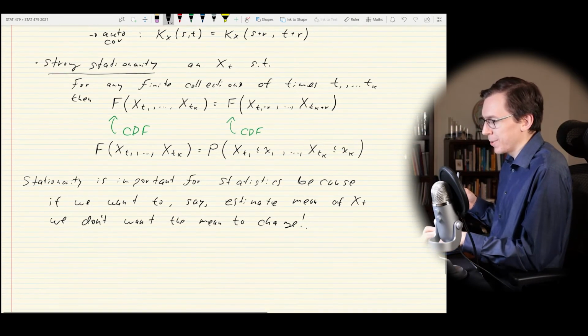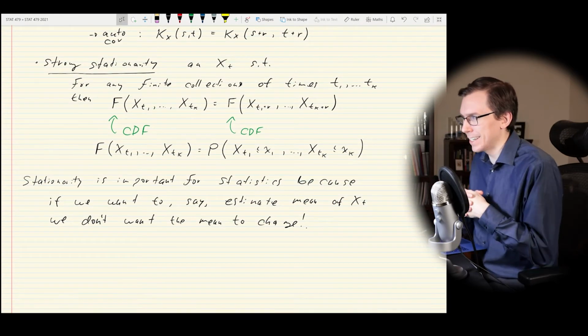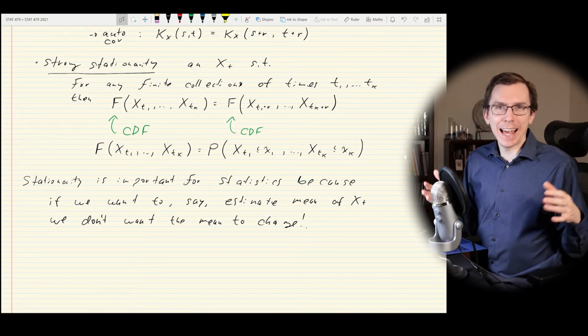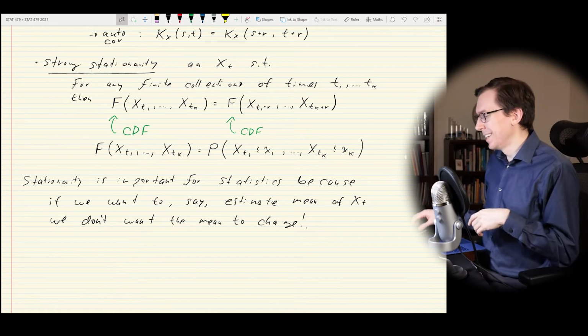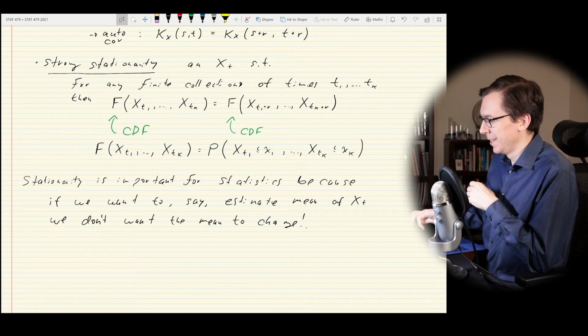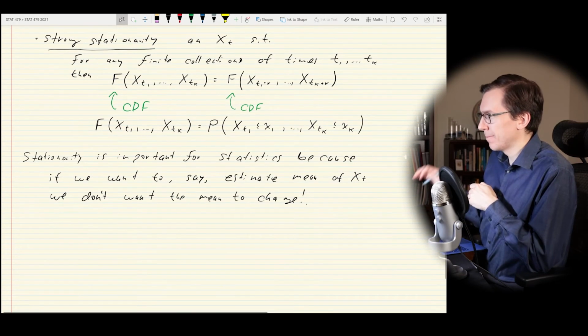So that's one of the reasons why we need stationarity in statistics, is that we actually want to estimate things, and we want to make sure the things we're estimating are not changing in time, or else things become quite a big headache.